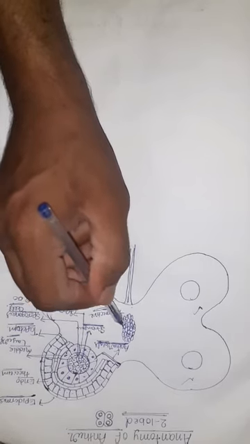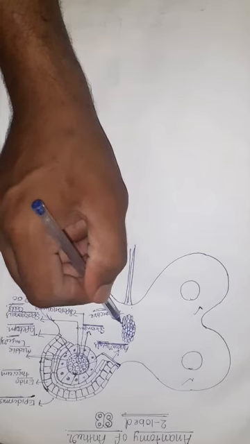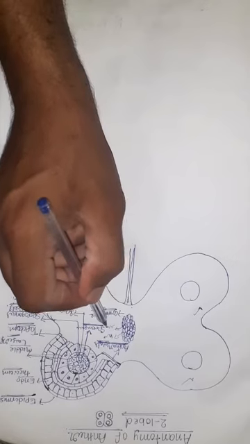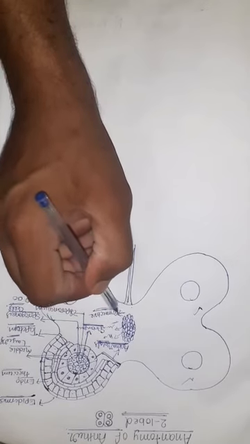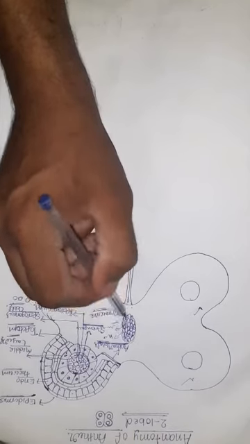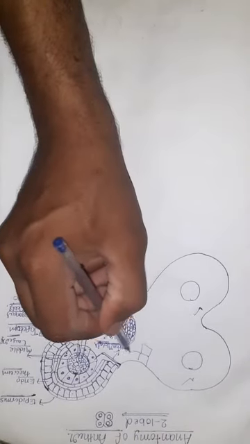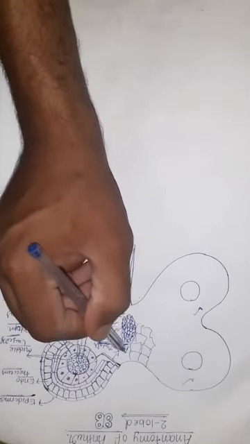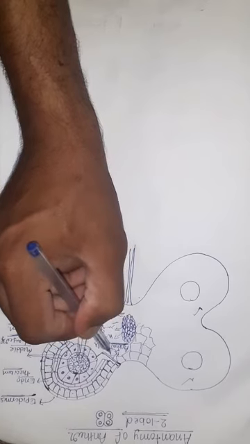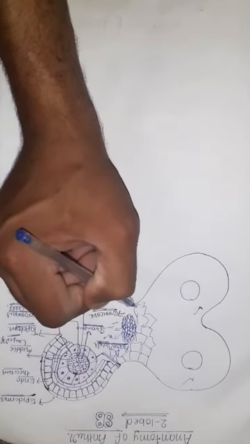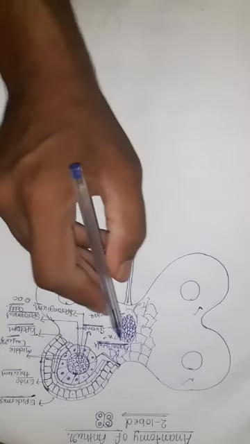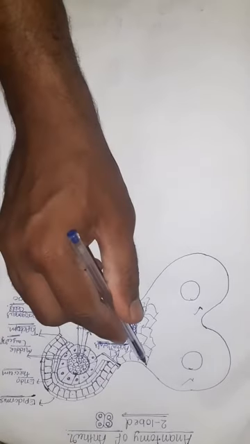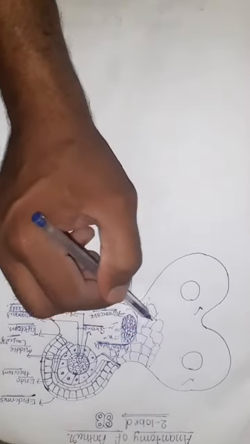It is useful for transportation of water and minerals. Through this, the anther gets water and minerals. That's why it is called the connective. It is present here. The remaining tissue is loosely arranged parenchyma, but here it is a densely arranged transportation tissue.